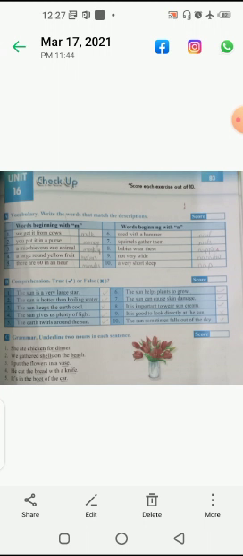Then is exercise C, grammar. Underline two nouns in each sentence. She ate chicken for dinner. So the nouns are chicken and dinner.